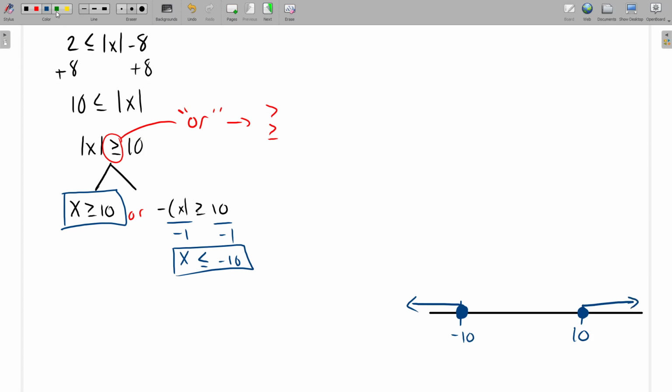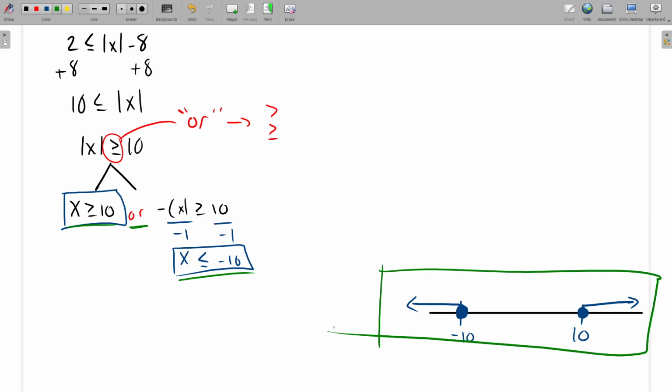Our compound word is an or, meaning we're looking at both solutions together. We're bringing them together. Okay, so it could be either when x is less than or equal to -10, or when it's greater than or equal to +10. So these are our 2 solutions. The x greater than or equal to 10 and the x less than or equal to -10, and then this is the graphed solution.